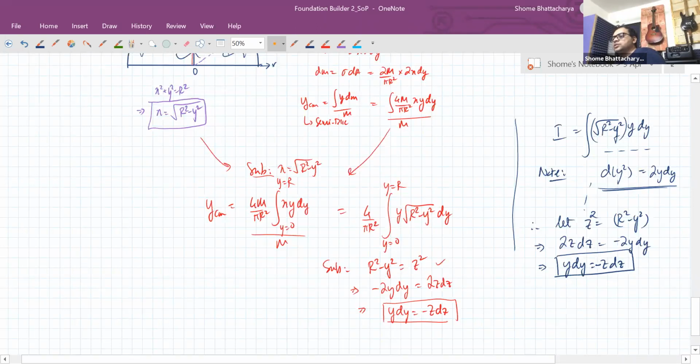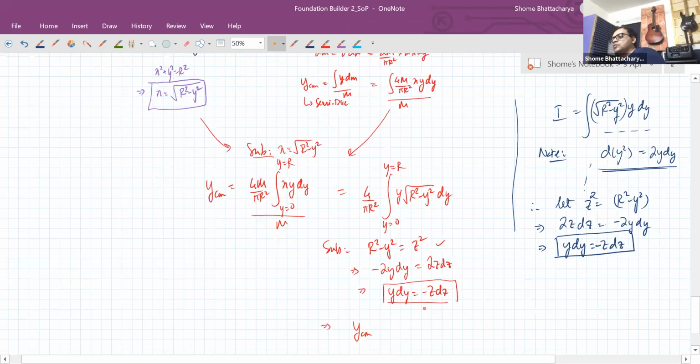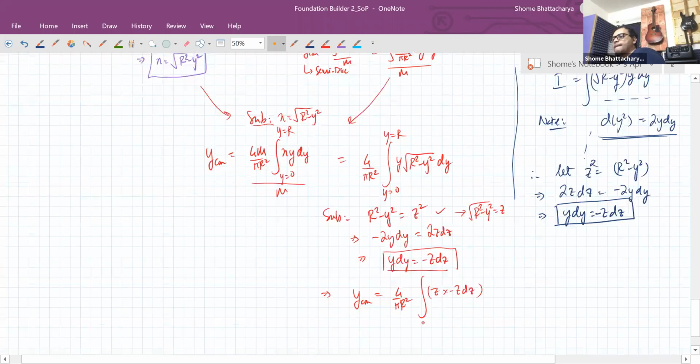So the integration now becomes 4 upon pi r square, which is still outside. And in the integration, I will replace y into dy as minus z dz. And I'll replace square root of r square minus y square, sorry, that will become z. So it becomes z into minus z dz. From y equal to 0, that corresponds to z becoming how much? It corresponds to z becoming capital R, because you can see from this.